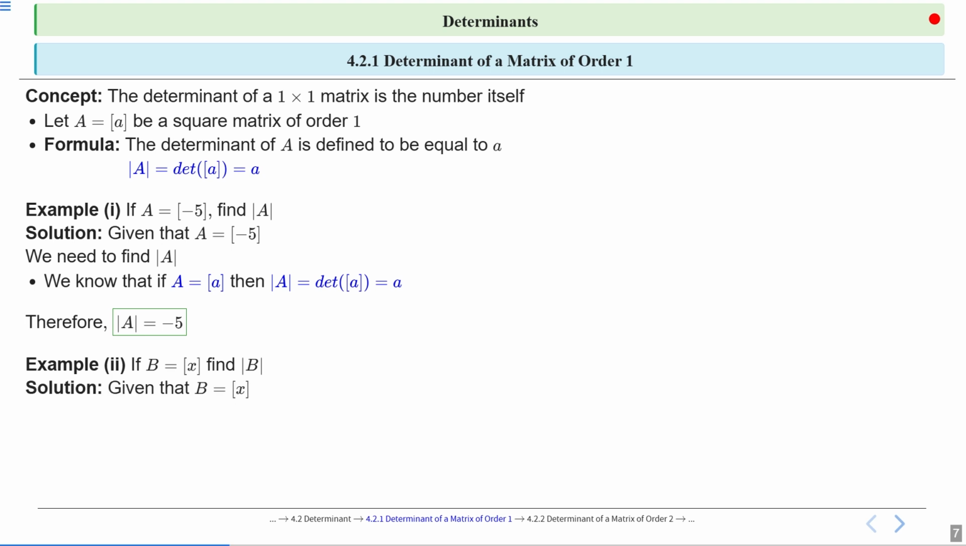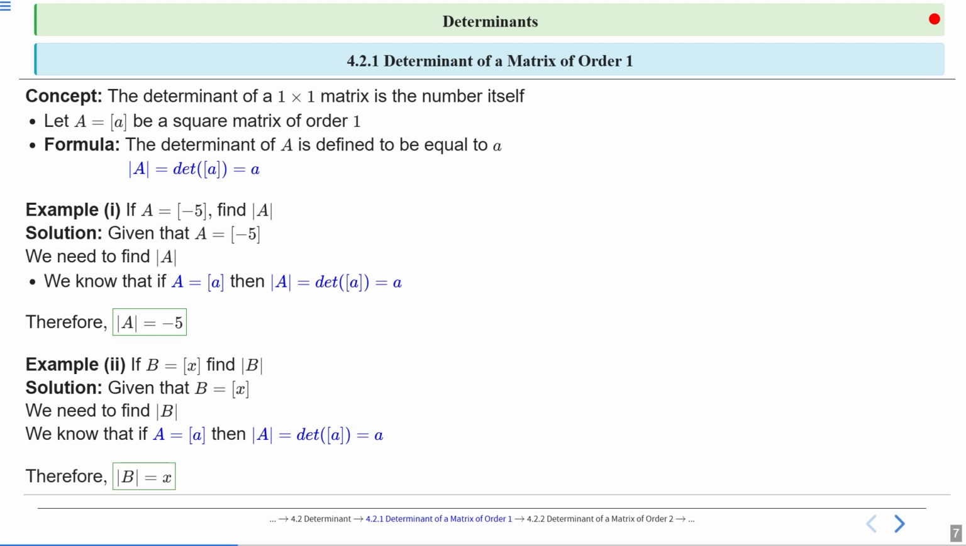If B is equal to X, where X is a variable, and the order of this matrix is 1 cross 1, we have to find the determinant of B. As we know, if A is a 1 cross 1 matrix, the determinant of A is equal to A. So determinant of B is equal to X.